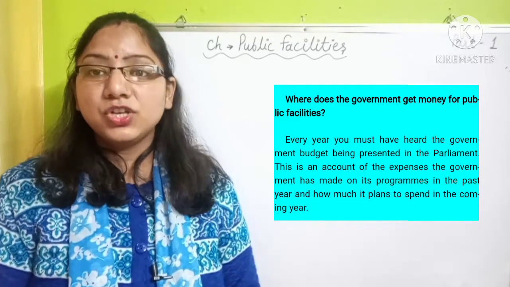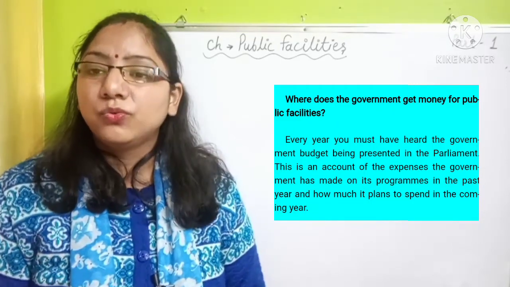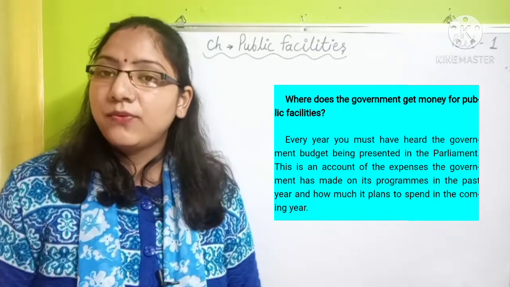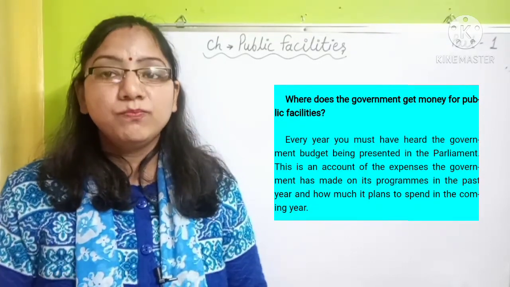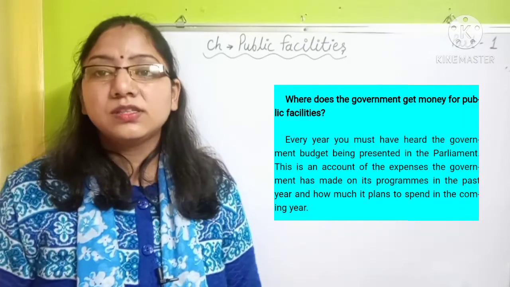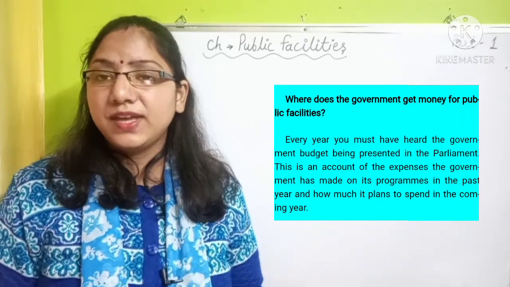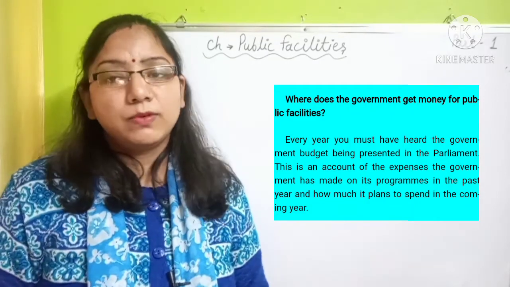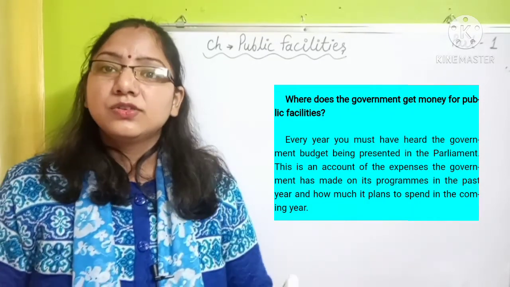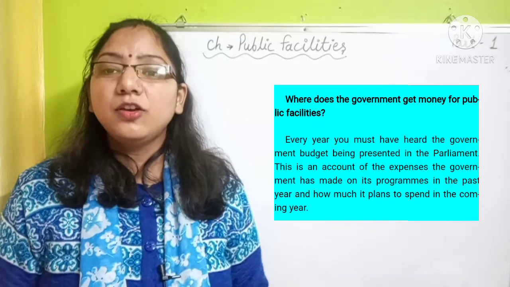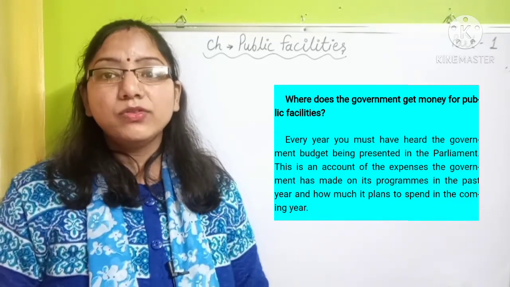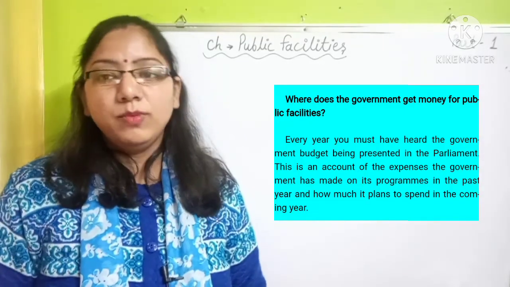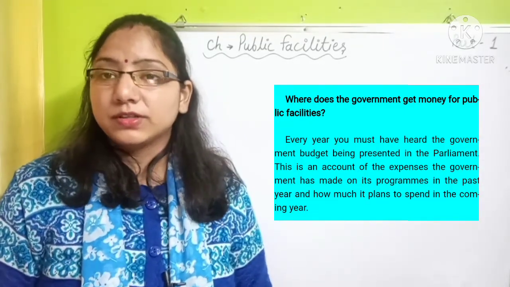Our second question is, where does the government get money for the public facility? Because if the government provides the facilities free of cost, as we have seen in the conversation of Amu and Kumar, there might be an economic loss to the government. So how can the government fulfill that economic loss? From where is the government getting the money for that?